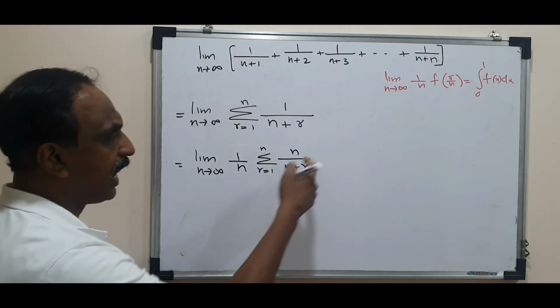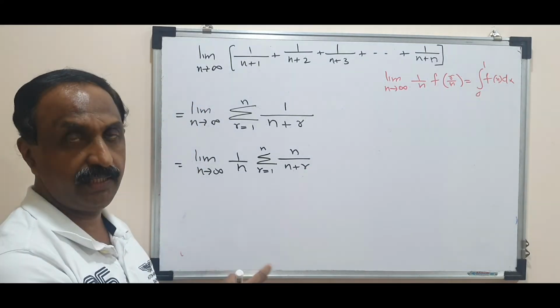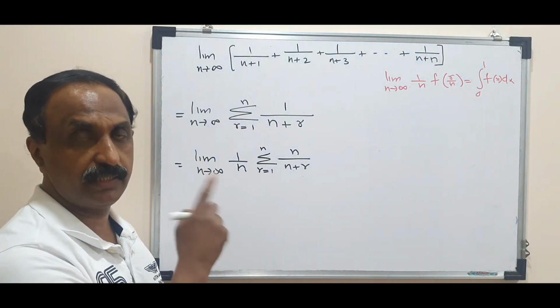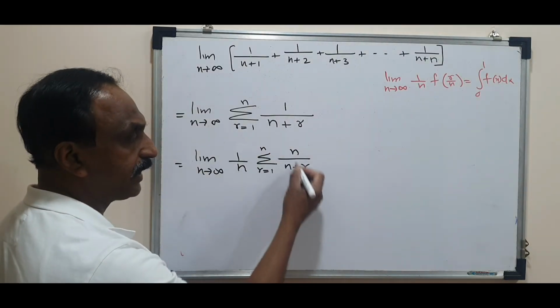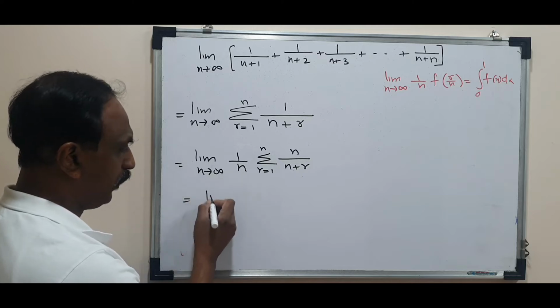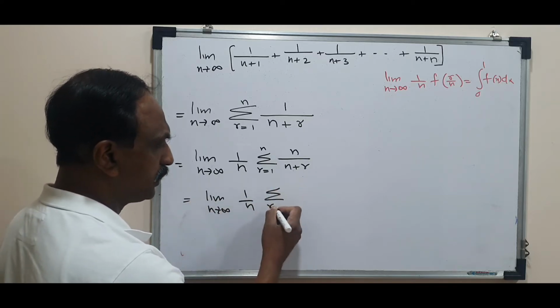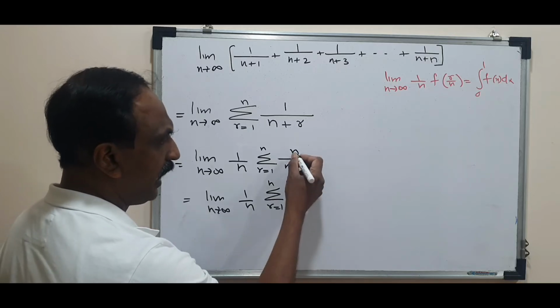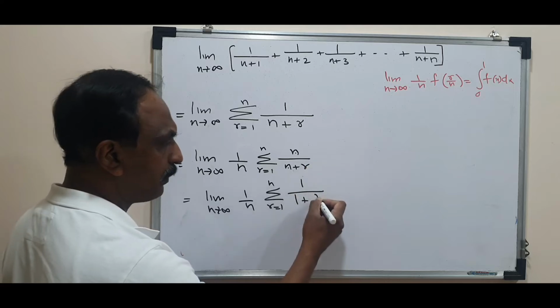Now after this, I have to convert this into a function in r by n. What do you mean by a function in r by n? Every term that is present in that function should be r upon n. So I'll divide numerator and denominator by n. If I divide numerator and denominator by n, this becomes n divided by n is 1, n divided by n is 1, r by n.